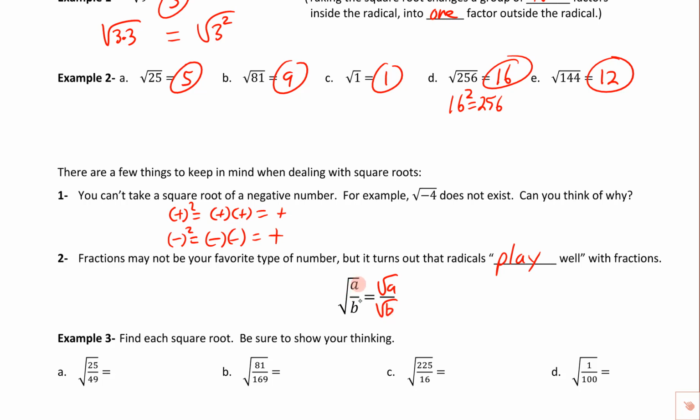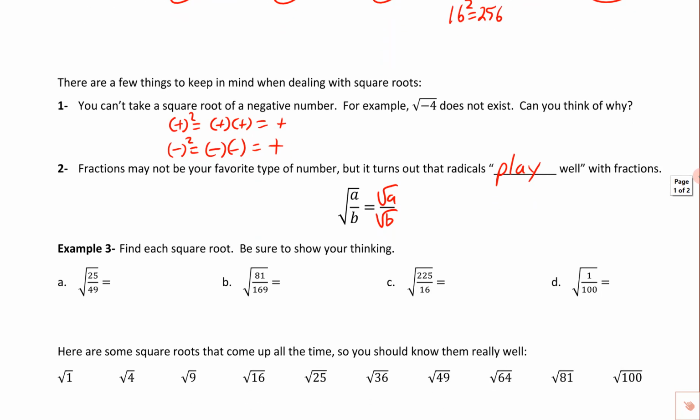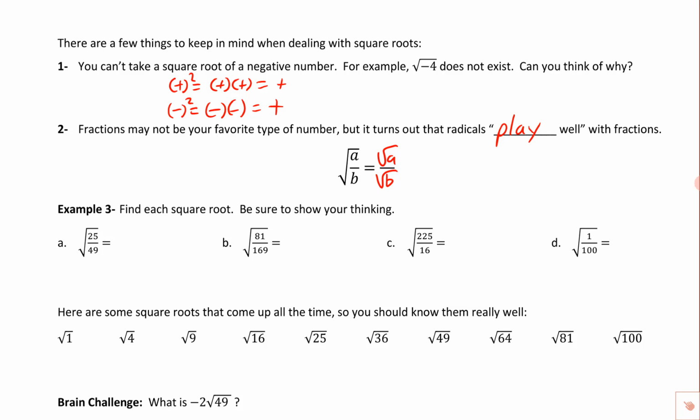So we take something that has a fraction in it, and then we figure out the square root of the top and the square root of the bottom, and then that would be the answer. So let me show you an example of what we're looking at right here. On this one, we do the square root of 25 on the top, the square root of 49 on the bottom. Square root of 25 is 5, square root of 49 is 7, and that's the answer right there.